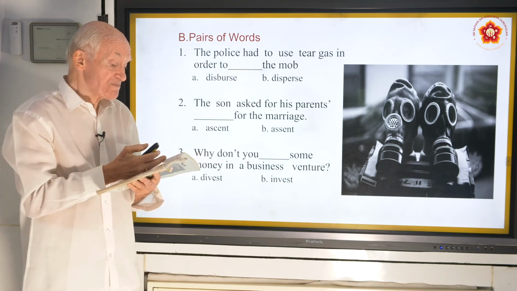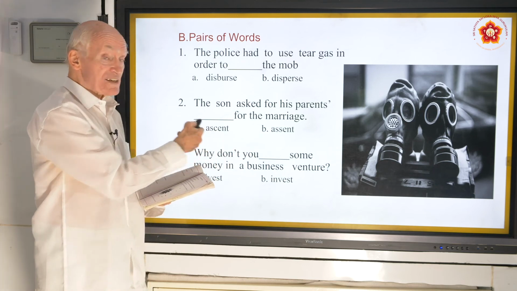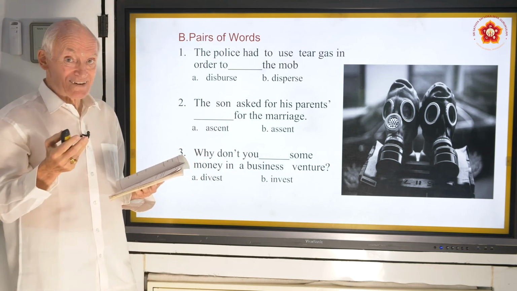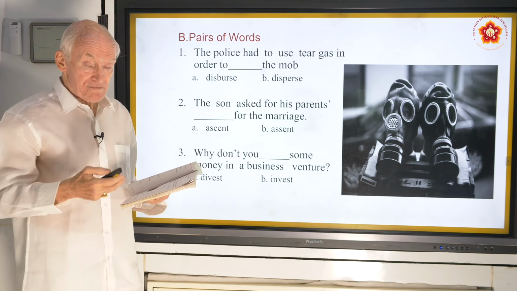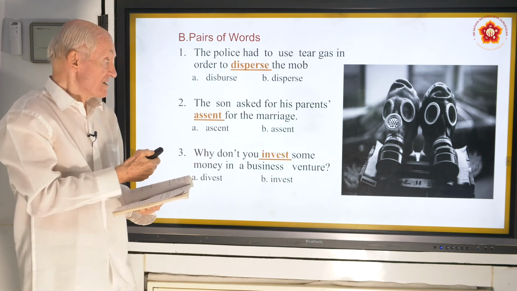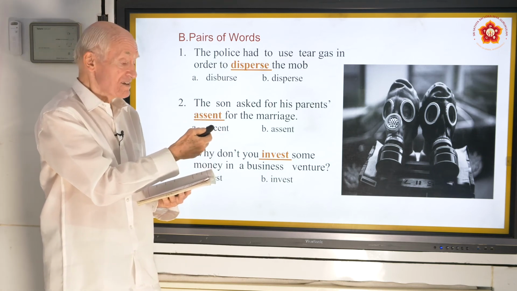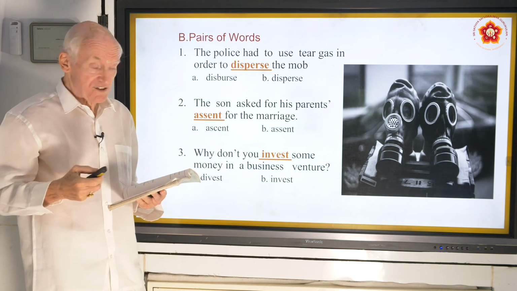So the son asked his parents for assent. That's this word, not ascent. Ascent means to climb up, all right? But assent means cooperation and a blessing on the marriage. So the son asked his parents for assent for the marriage, for approval of the marriage.